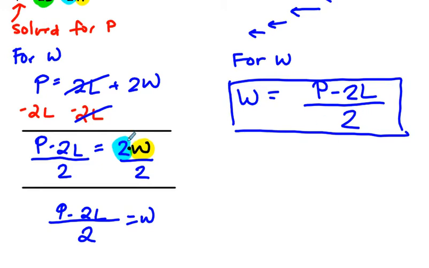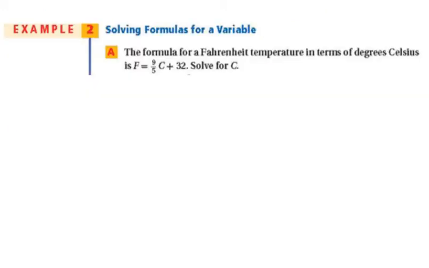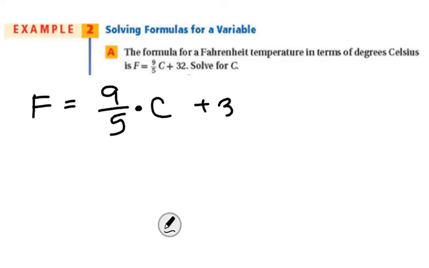Okay? So let's look at another example. It says solving formulas for a variable. The formula for Fahrenheit temperature in terms of degrees Celsius is F equals 9/5 C plus 32. We want to show the formula and rearrange it so that it doesn't say F equals, it should say C equals. So let's see. We have F equals, we have this 9/5 that's being multiplied by the C, and then we have an addition of 32.